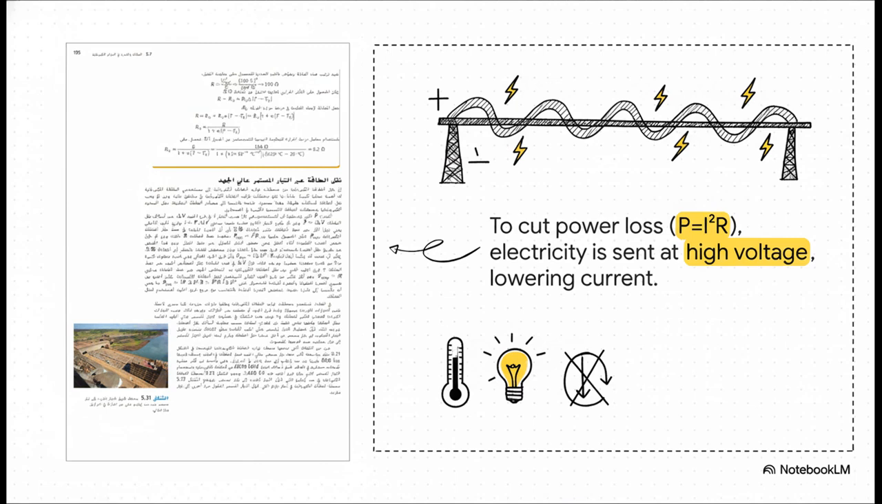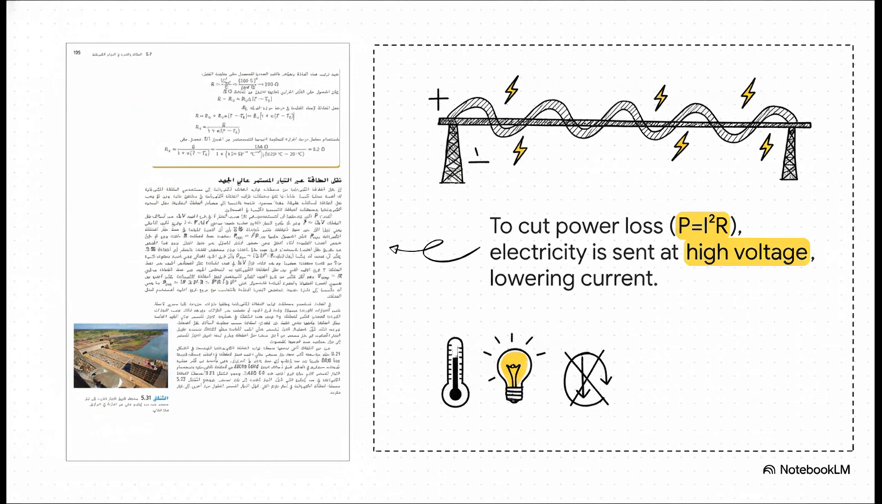Now, here is where it all comes together in a really clever way. Power companies have to send electricity over hundreds of miles, right? But the long wires themselves have resistance, and that resistance causes some of the power to get wasted as heat. The formula for that wasted power is current squared times resistance. So, to minimize that loss, they do something brilliant.